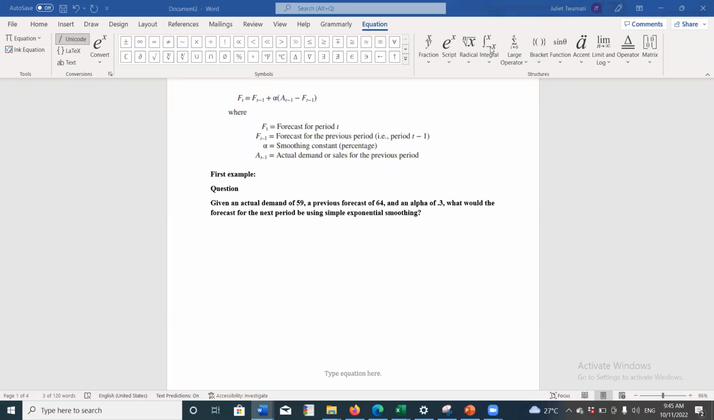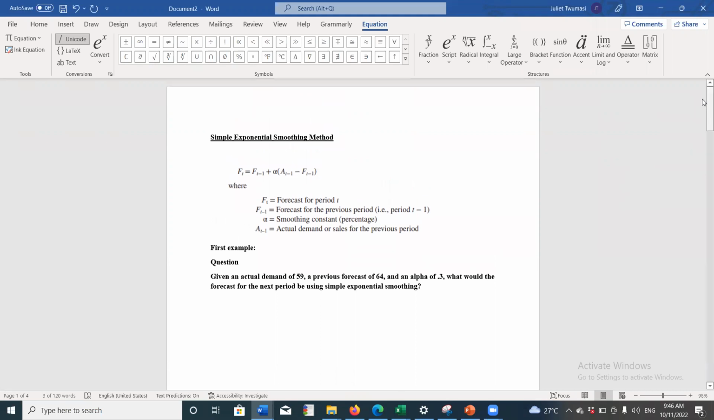Greetings. So today I want to show you an example of how to write equations using Microsoft Word.